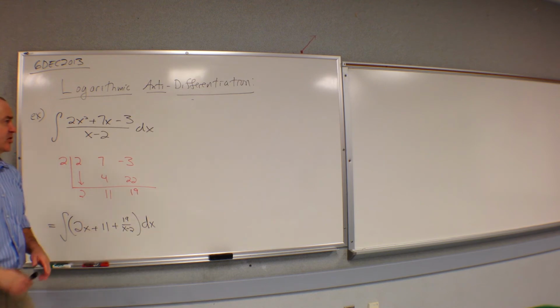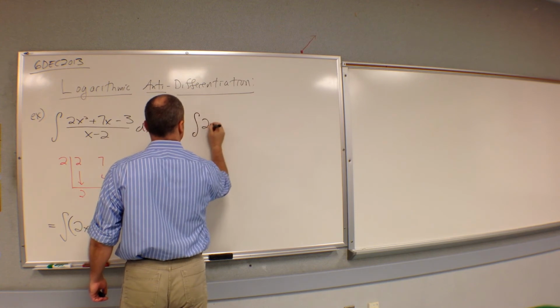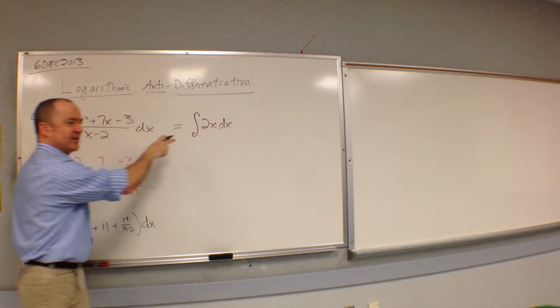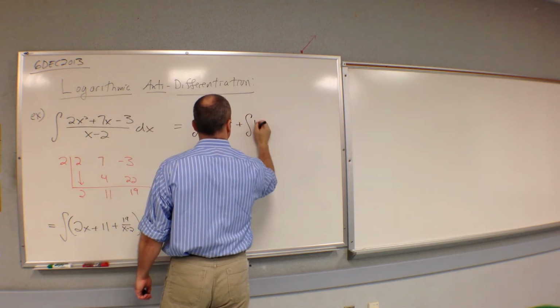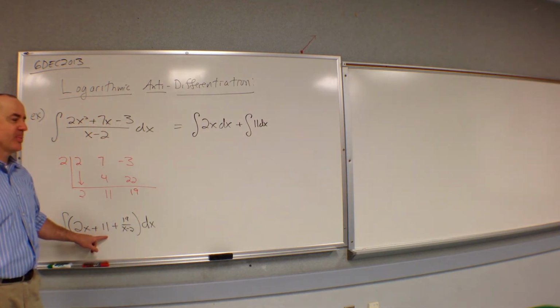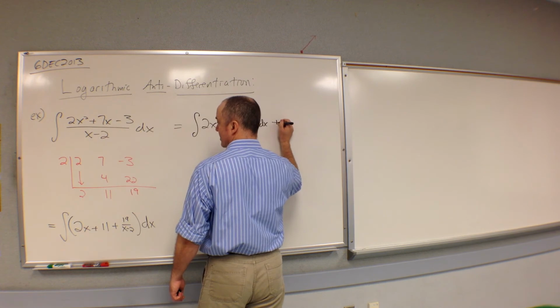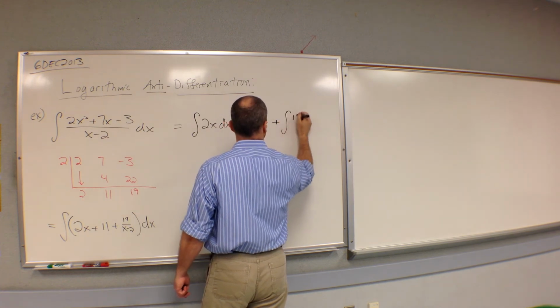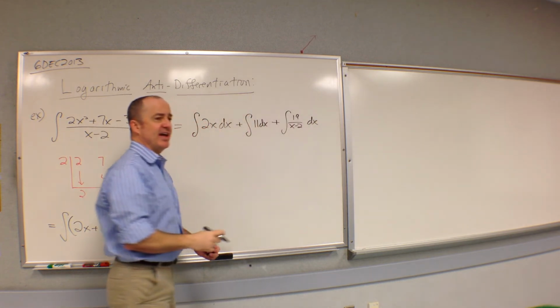So I'm going to do a little trick here. I'm going to split this up into the integral of 2x dx. We've done things like that, right? Plus the integral of 11 dx. We've done things like that, right? And plus the integral of 19 over x minus 2. And we just did things like that just now.